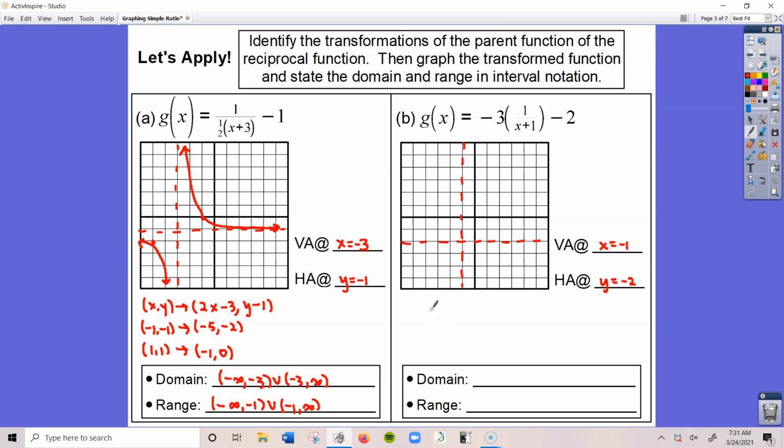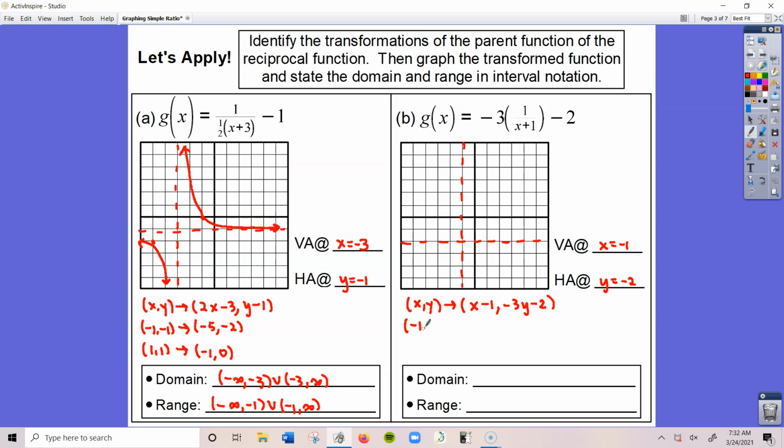Now we're going to apply our rules of transformations. So x, y. Our rule for the x's, the only thing in the denominator is x plus 1. So we're going to use x minus 1. Anything outside of these parentheses and outside of my fraction affects the y's. So negative 3y minus 2.